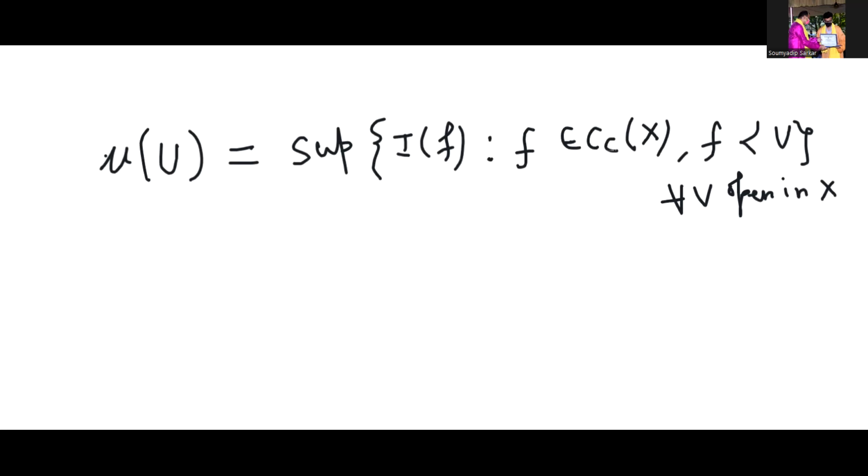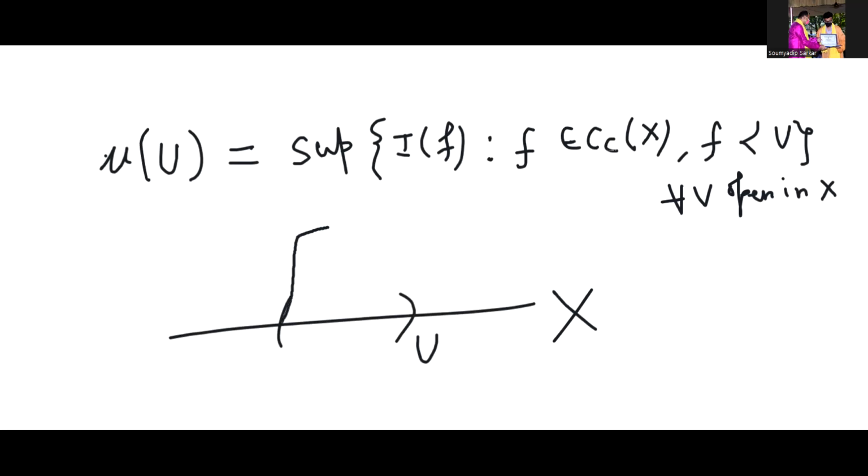Let me draw some picture. This is X and this is your U. Suppose I draw some graph like this. This is real valued, and this is the height one. The function is varying between 0 and 1, and the support is contained in U.